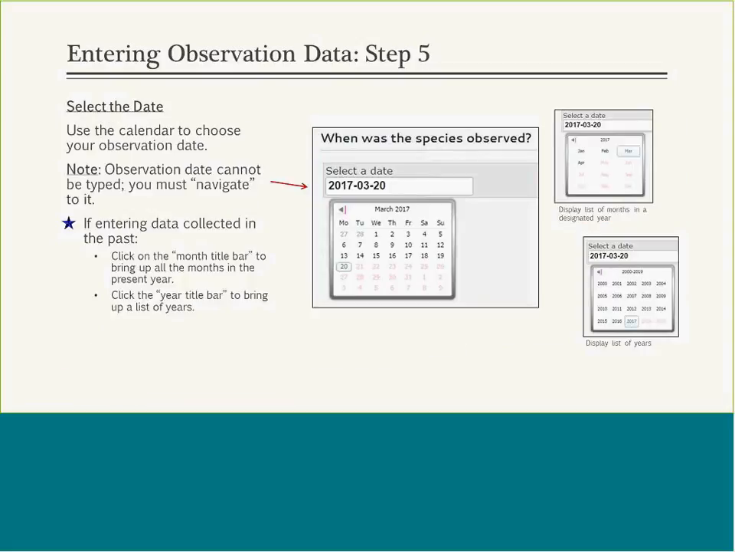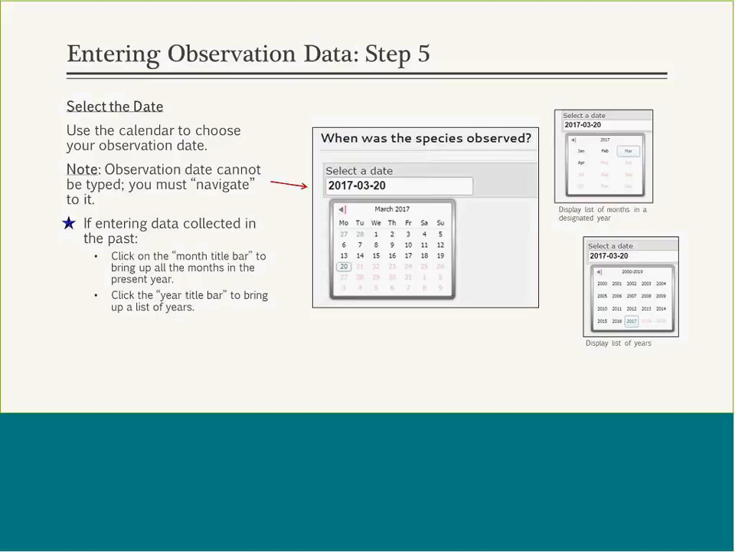Step 5 is selecting the date that you made your observation on. So when you're actually in the program, you'll notice that you can't actually type the date. You have to navigate the calendar in order to choose that date. And so what you do is you use the arrows on the side, and you can click on the title bar. So you see where it says March 2017.